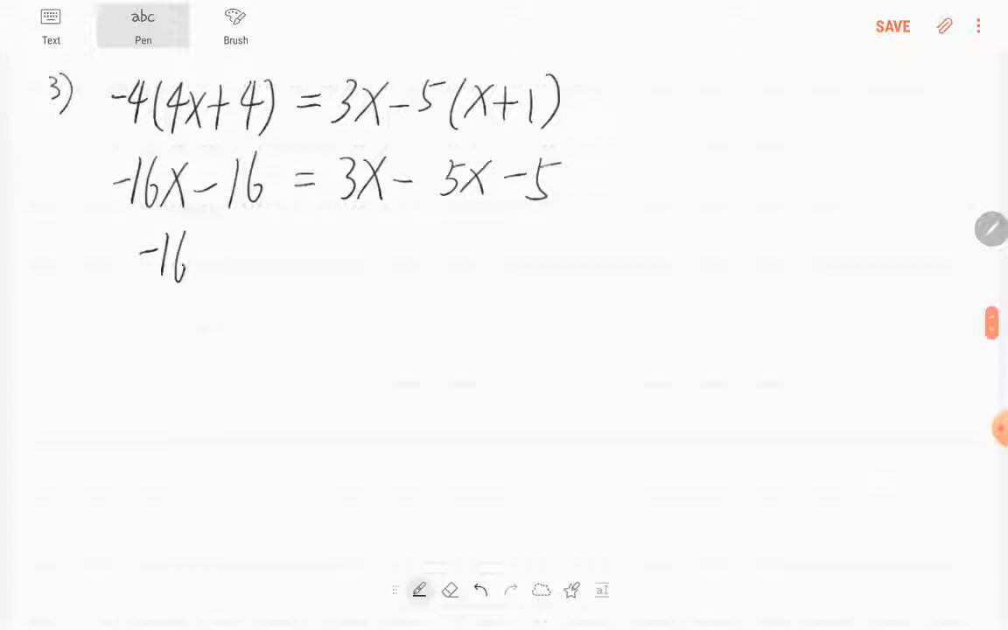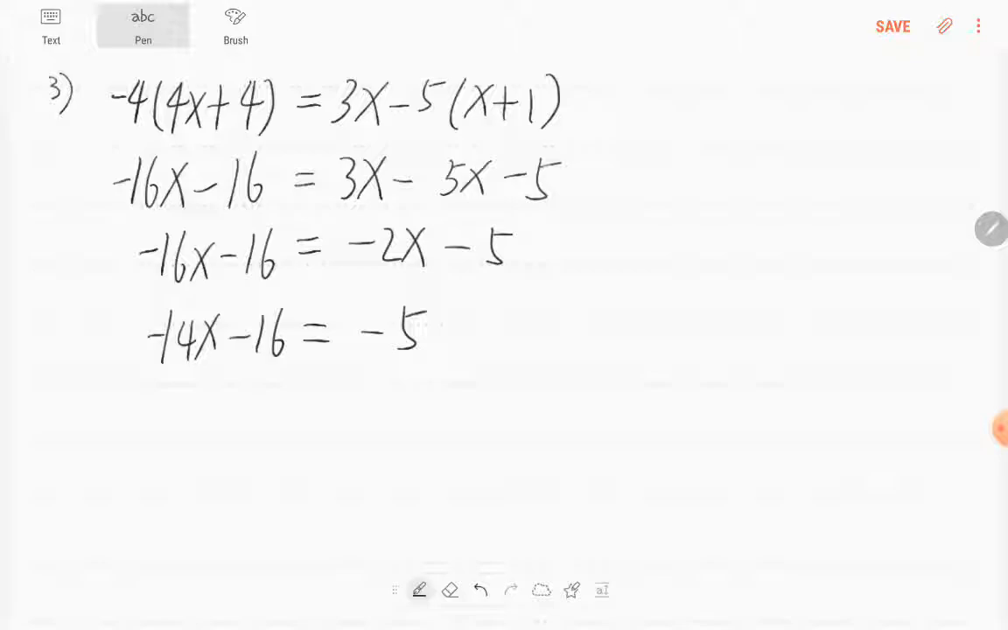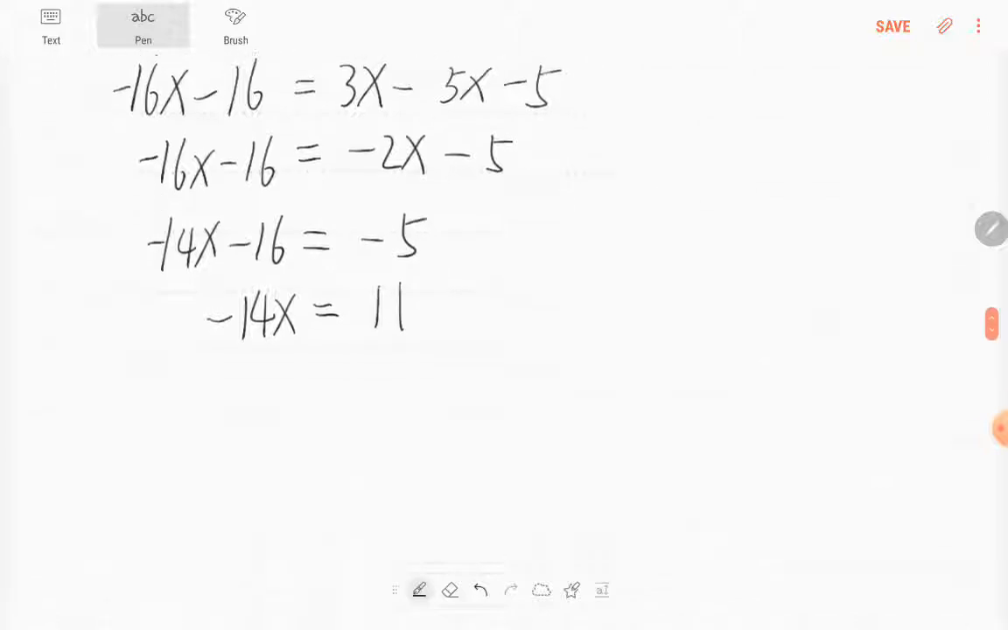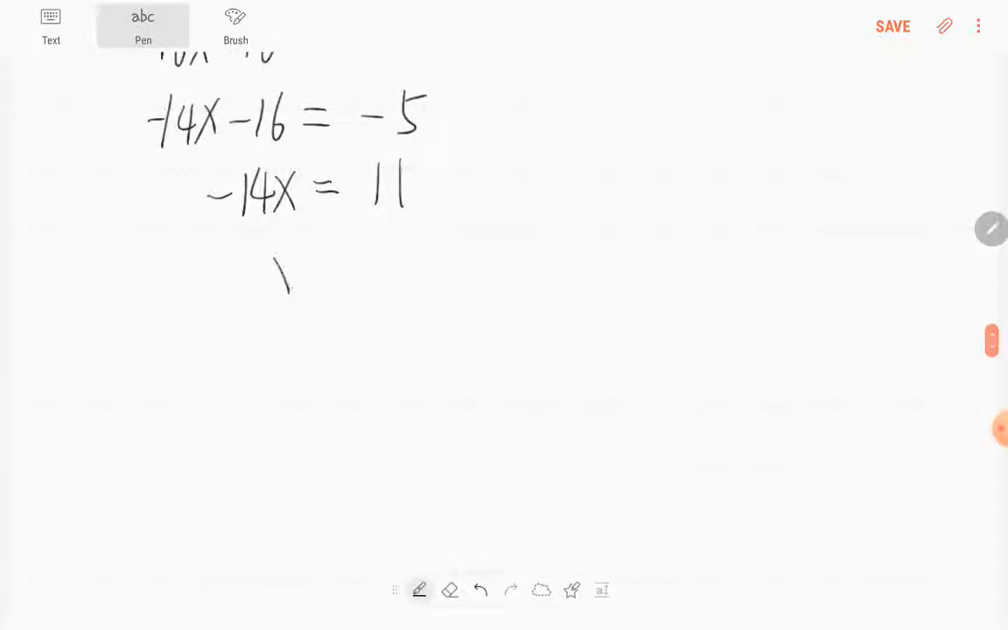Okay, so this is negative 2x minus 5. So we add 2x on both sides. So you have negative 14x minus 16 equals negative 5. Then add 16 on both sides. So this is the 11. Right? Then you divide by 14. So it would be negative 11 over 14.